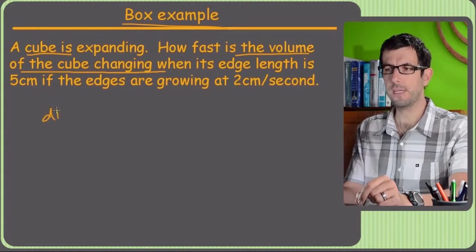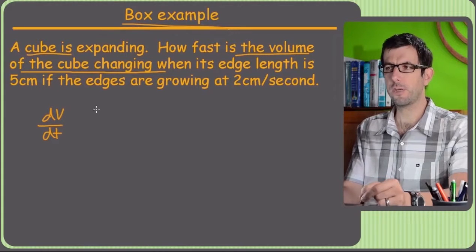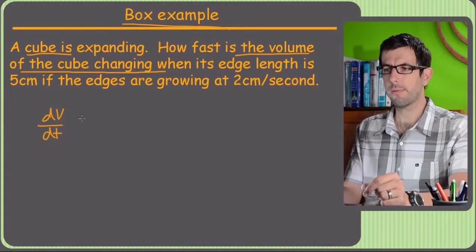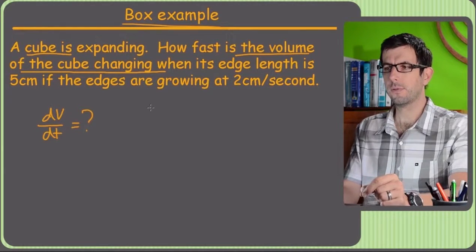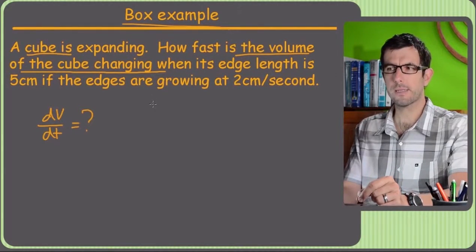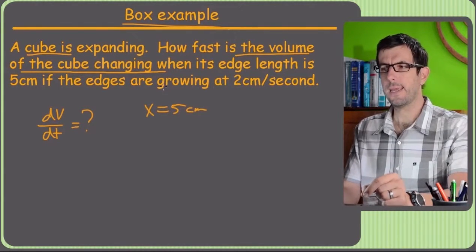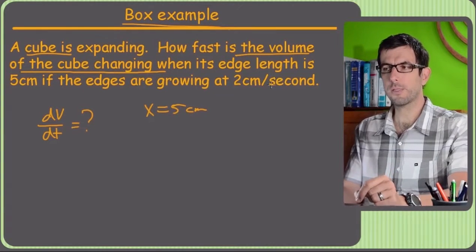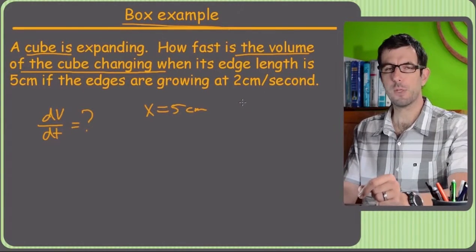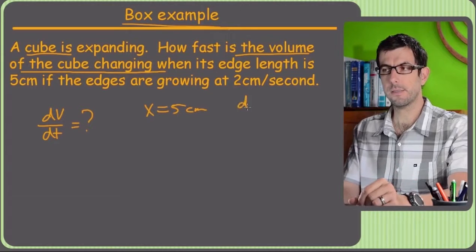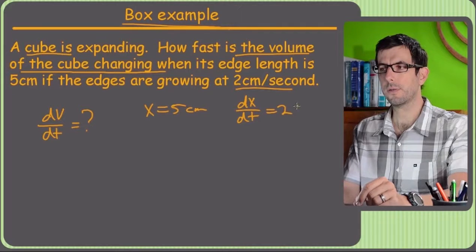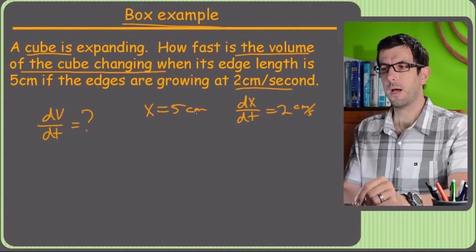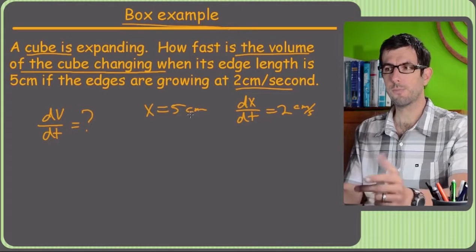So they want to know dV dt, how fast is the volume changing, when its edge length is 5 centimeters. So what should we call edge length? Maybe x is 5 centimeters. And the edges are growing at 2 centimeters per second. So what variable would that be? That would be the rate of change of x, dx dt. It would be how fast the edge length is growing. It's going to be 2 centimeters per second. All right, so at this point we have enough information to proceed.